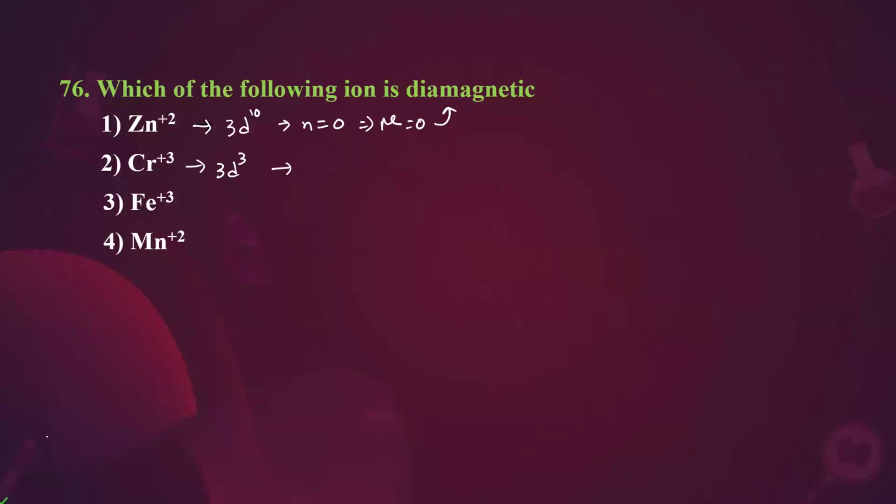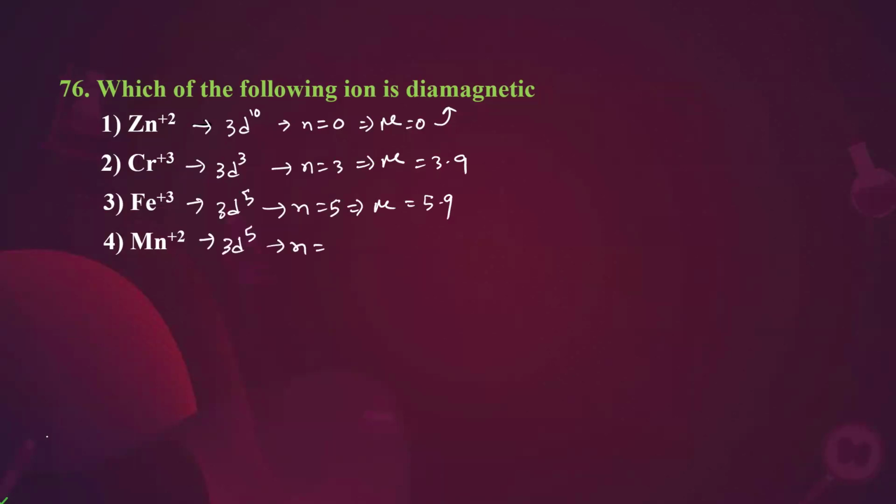From the table you can see n is equal to 3, mu is equal to 3.9. Okay, Fe3+ means 3d5, so n is equal to 5, mu is equal to 5.9. Mn2+ is having 3d5, so n is equal to 5, mu will be 5.9. Okay, so diamagnetic will be this one.